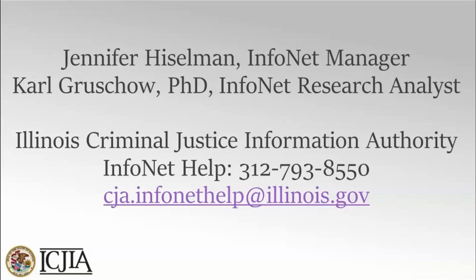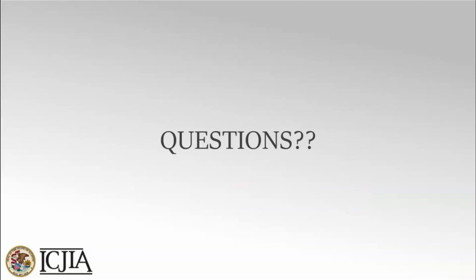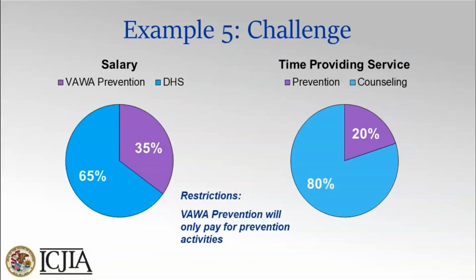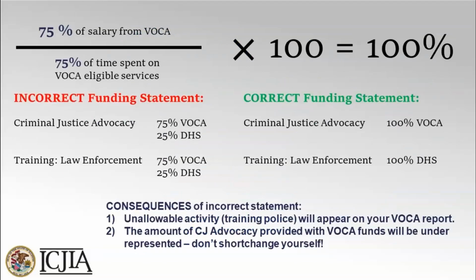Hillary has one question. Can you explain why DHS would not have been assigned to fund a portion of the CJA? Okay, so the question is, why did we not have DHS pay for some of the criminal justice advocacy work?